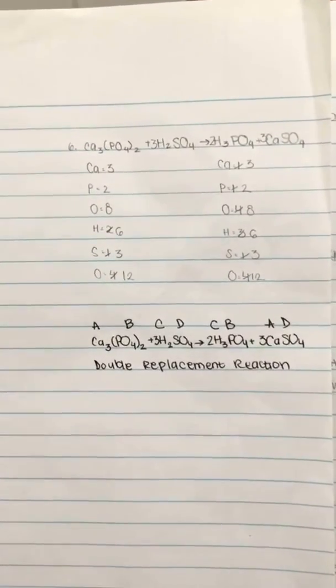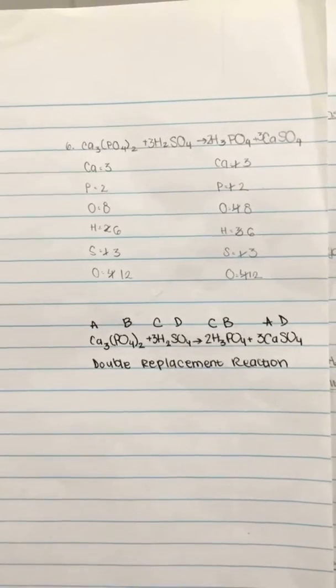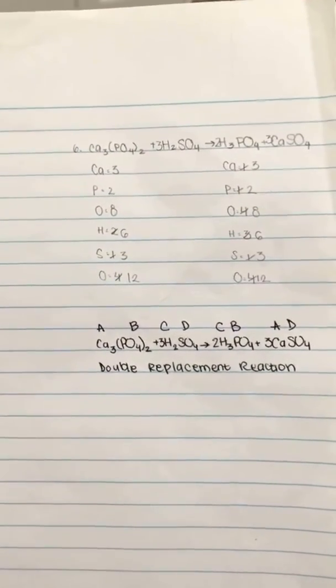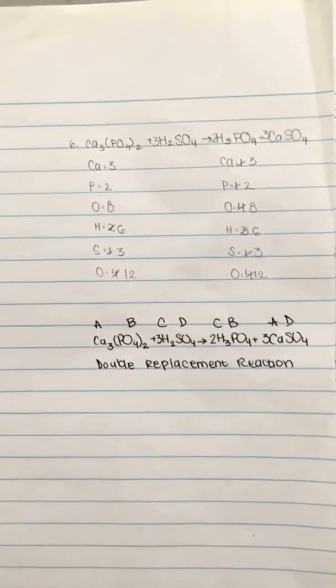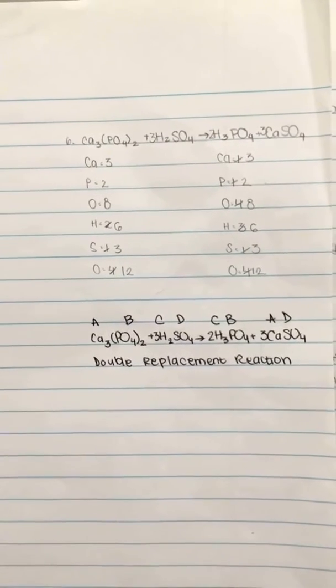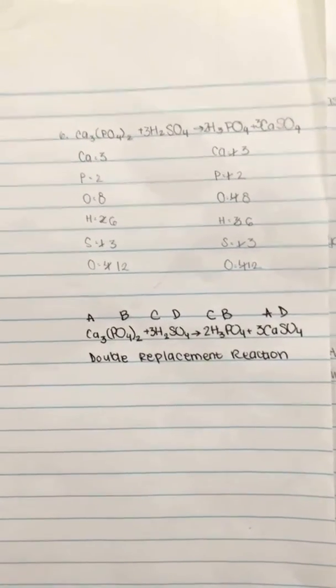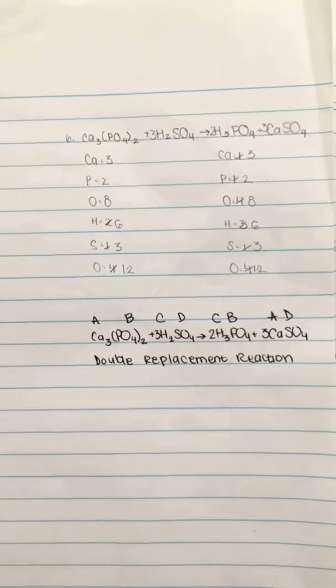So for our chemical equation, we believe that a double replacement reaction took place, and this is because we could essentially see that the compounds were all switched and mixed up on the product side, which are different from how they were organized on the reactant side.